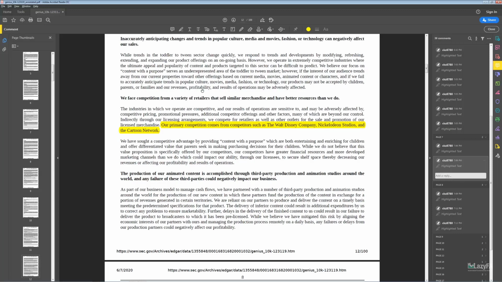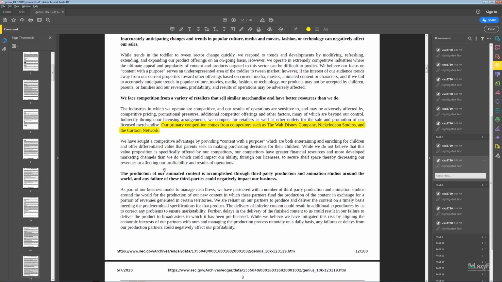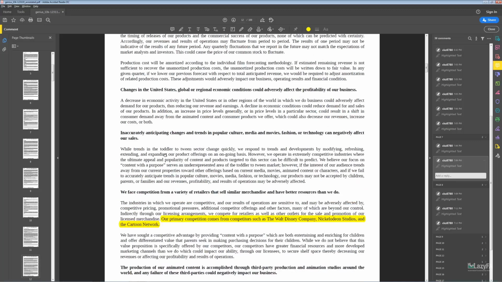So a couple of words here about their competition. So all of the risk factors, right, are broken into just bolded headers here. So we face competition from a variety of retailers that sell similar merchandise and have better resources than we do. And some of these are boilerplate. And the ones that I've highlighted are things that I feel are specific to them. For example, changes in the United States, global or regional economic conditions could adversely affect the profitability of our business. Well, no shit, right? That could happen to any business. So there's nothing really significant about that risk. That's just sort of a given, in my opinion.